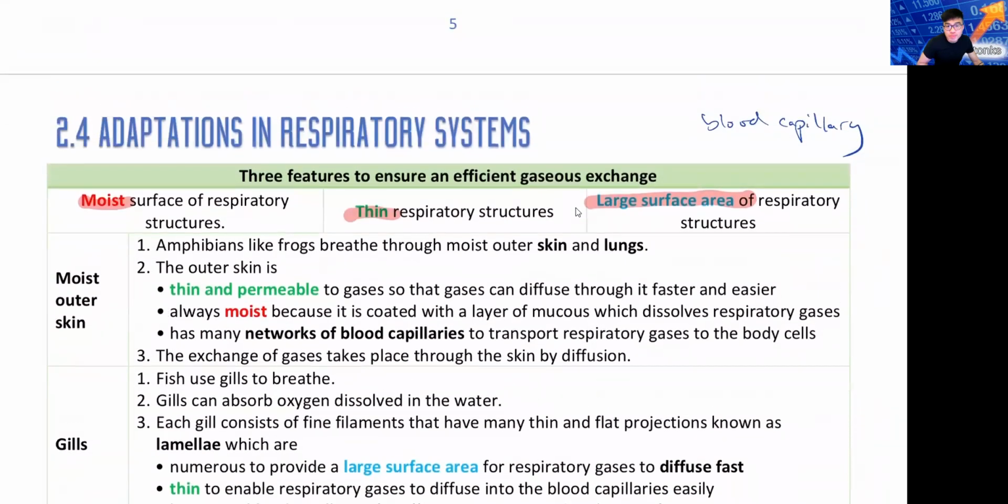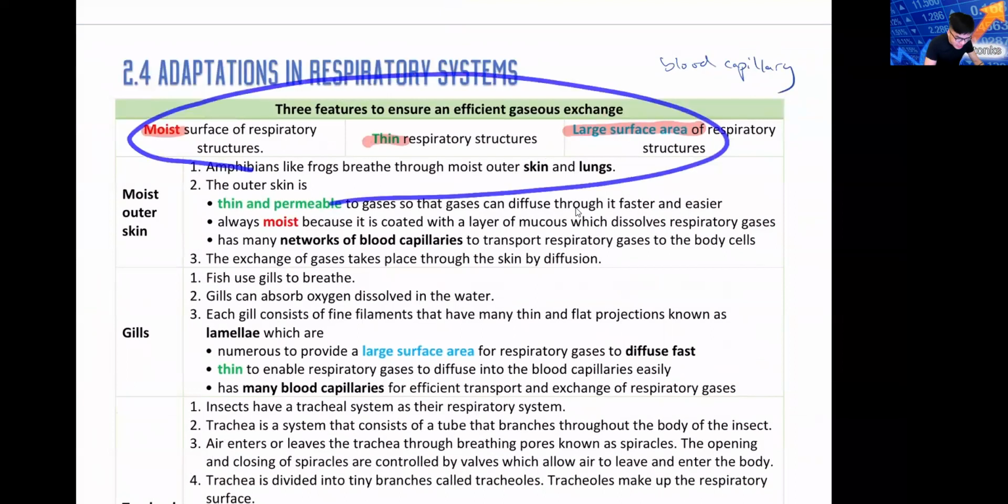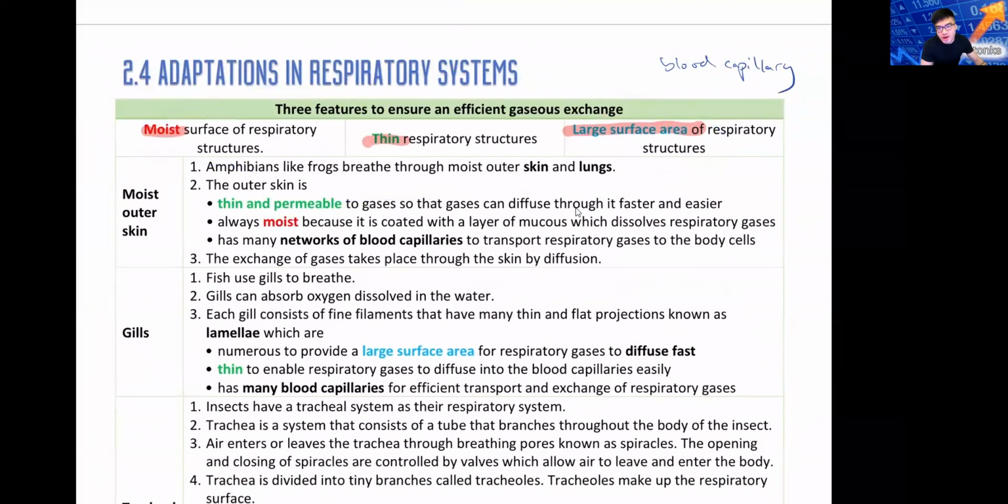Anyway, so we are on page 6. Okay, so these 3 features, which is our moist, thin, and large surface area, apply for other animals as well.